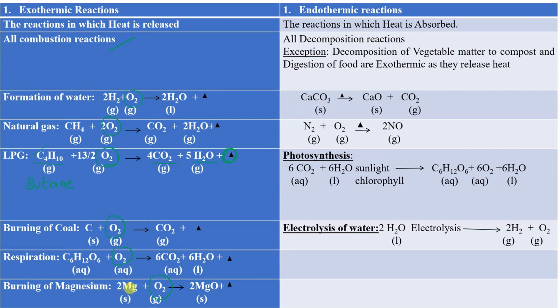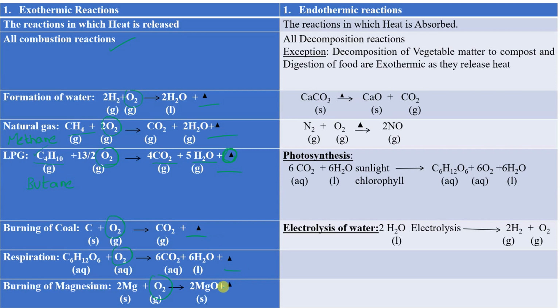Suppose you are burning magnesium with oxygen, that is burning of magnesium. Suppose glucose is reacting with oxygen, that is called respiration. Burning of coal with oxygen is burning of coal. Burning of LPG gas, which means butane gas, is the LPG reaction. Natural gas contains a chemical called CH4, which means methane, and it also reacts with oxygen. In the formation of water, hydrogen combines with oxygen and forms water, releasing a lot of heat. So in all these reactions, heat is released.